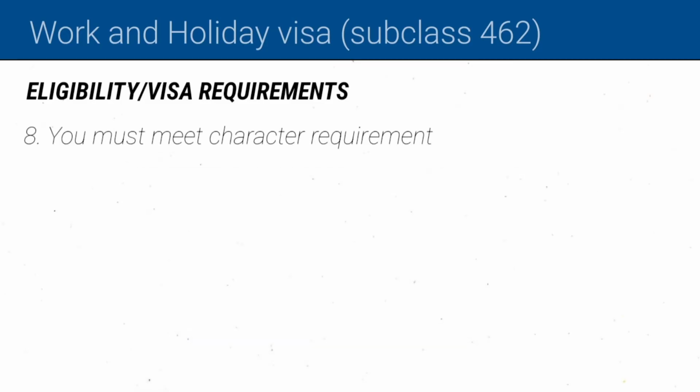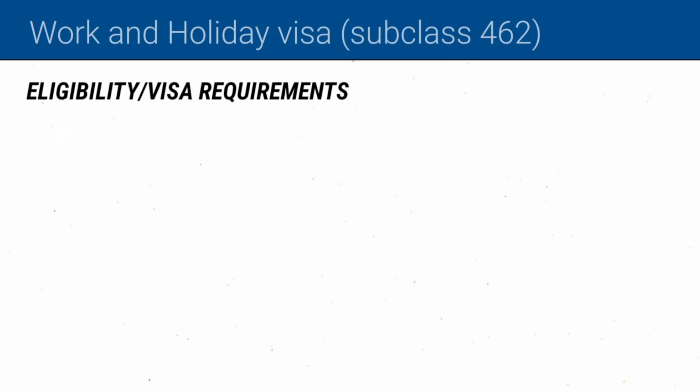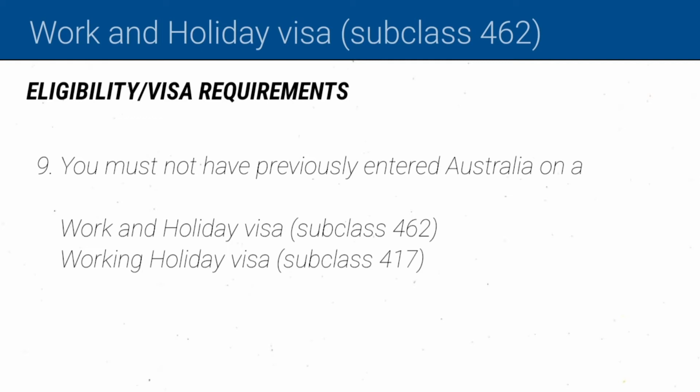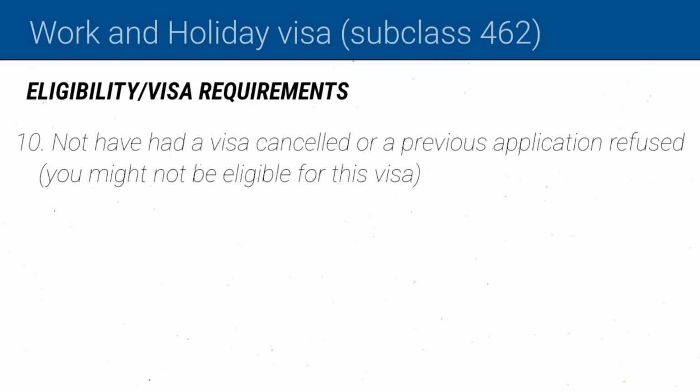Number 8, you must meet the character requirement. You must be of good character to visit or live in Australia. Number 9, you must not have previously entered Australia on a work and holiday visa subclass 462 or a working holiday visa subclass 417. Number 10, not have had a visa cancelled or a previous application refused. Otherwise, you may not be eligible for this visa.